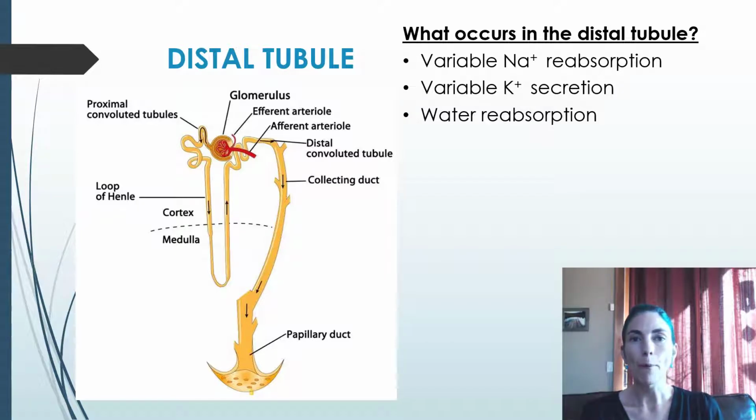The two major events that occur in the distal tubule are sodium reabsorption and potassium secretion. Both of those are variable, so they can be adjusted: how much sodium you pick out of the filtrate, or how much potassium you throw back into the filtrate. In addition, as you do sodium reabsorption, water is going to follow, so you'll have some water reabsorption there as well.